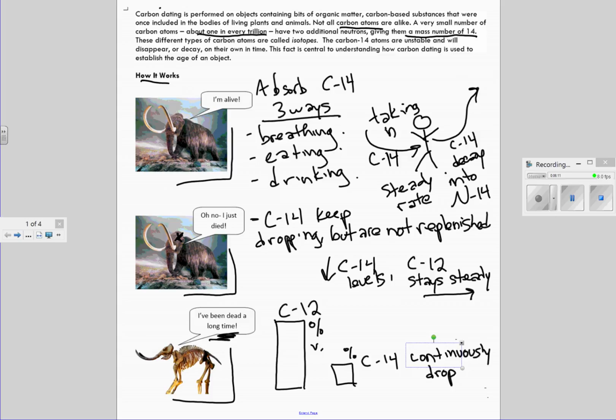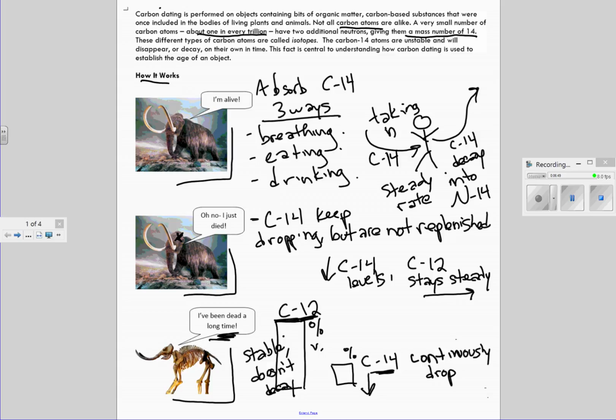So what's happening is the carbon-12 stays the same, right? This is the stable isotope. It does not decay. Stable, doesn't decay. So this is like a constant against which we can measure other stuff. The carbon-14 percentage in the bones continuously drops. And that is what we can measure. Comparing how much carbon-12 is in some bones compared to how much carbon-14 is in some bones can let us figure out how old something is, approximately, right?